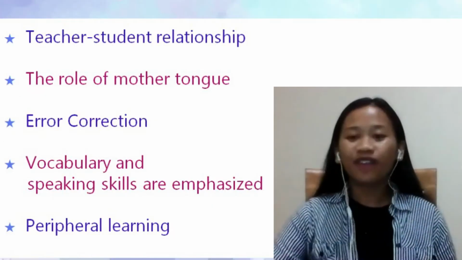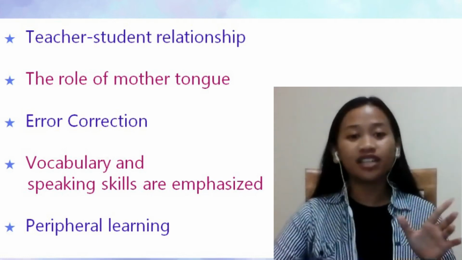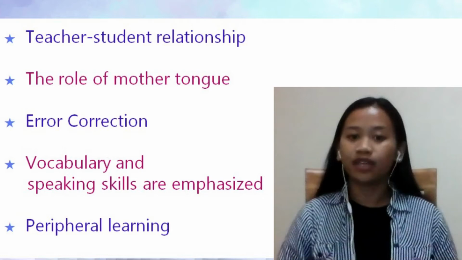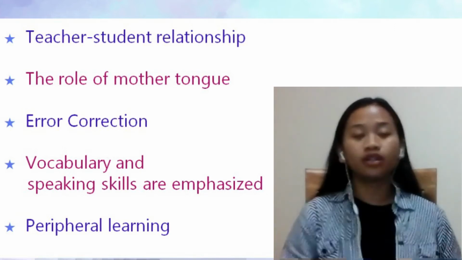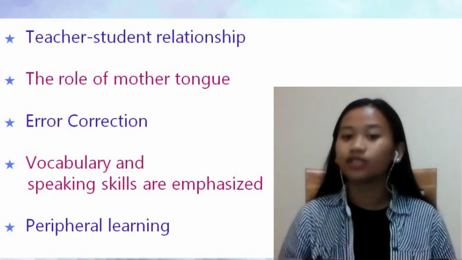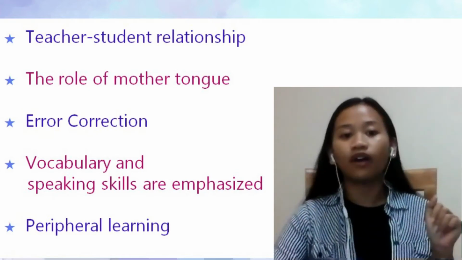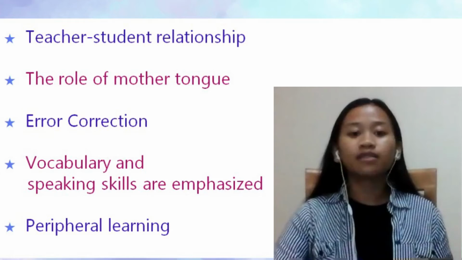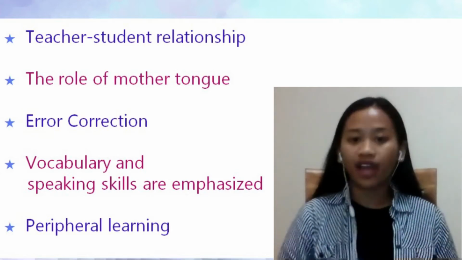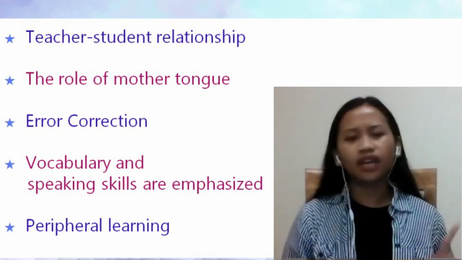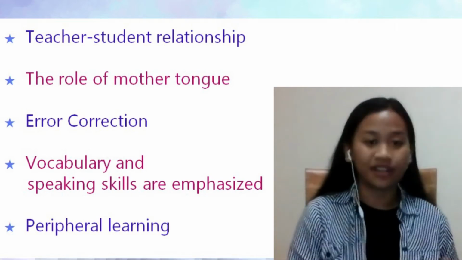And then the next one is the teacher-student relationship. The teacher interacts with students by giving all students more opportunities to use the target language. And then the fifth one is the role of the mother tongue. In this method, the teacher uses the mother tongue in the learning process when needed, so it aims to make things more clear.